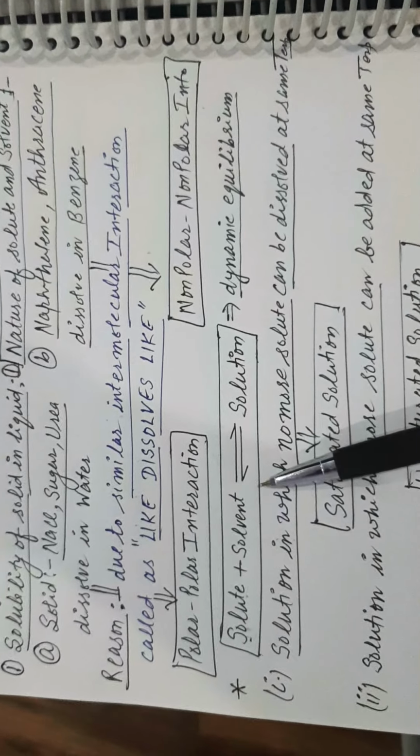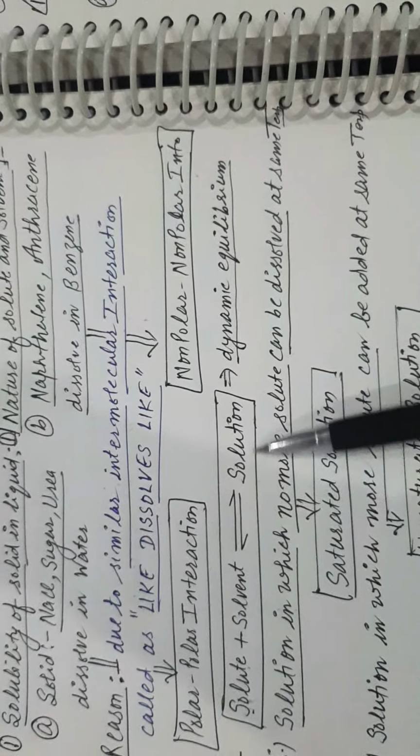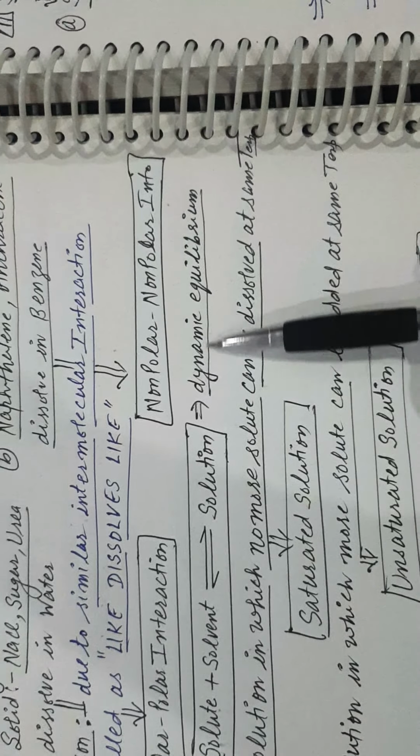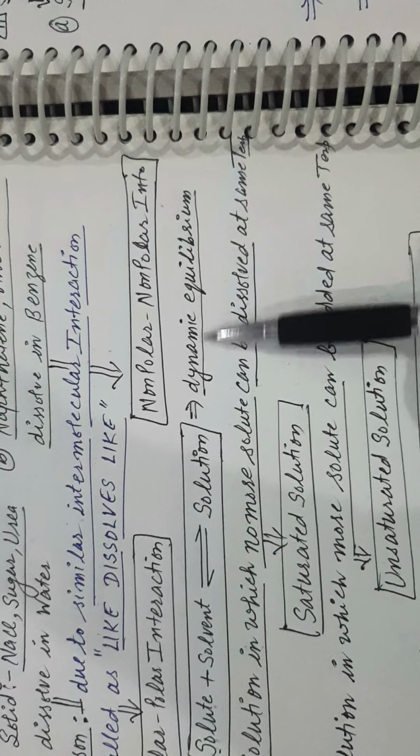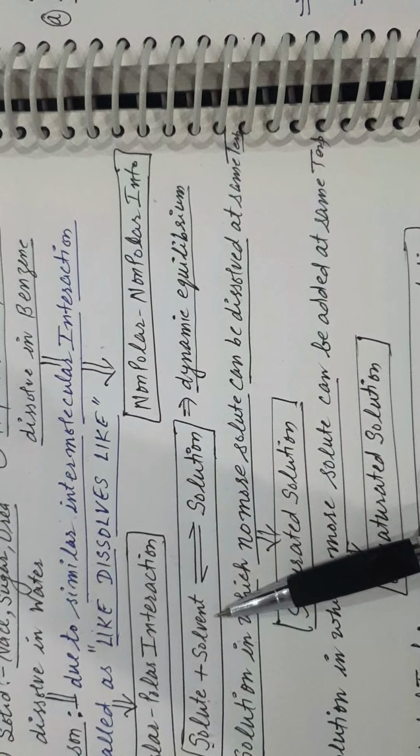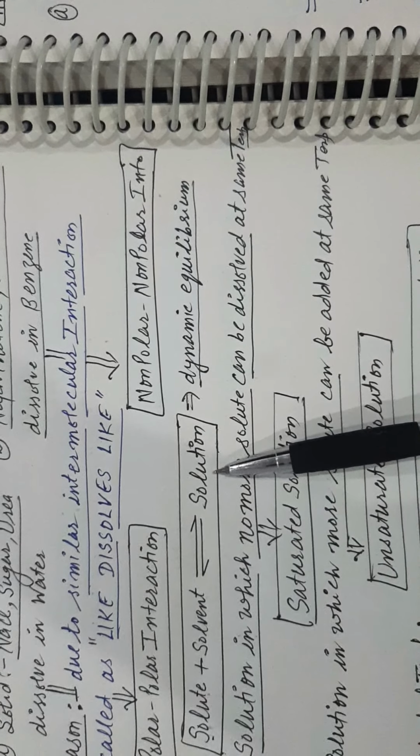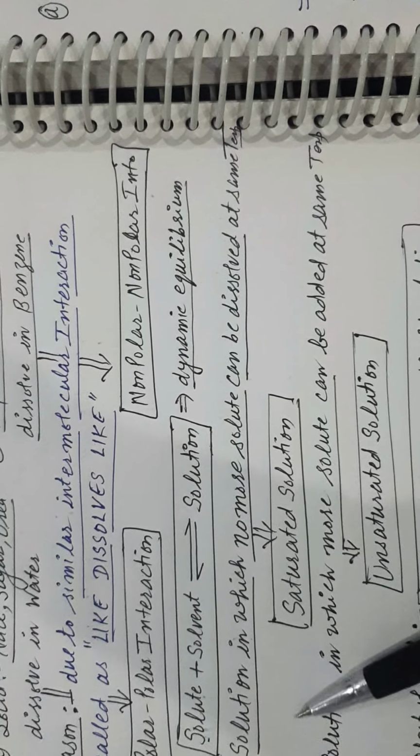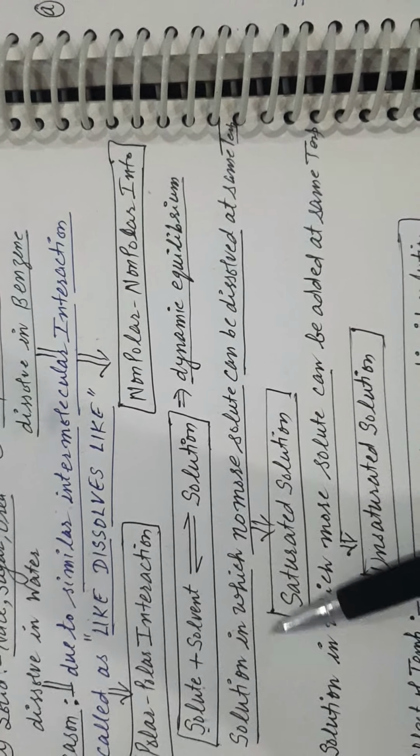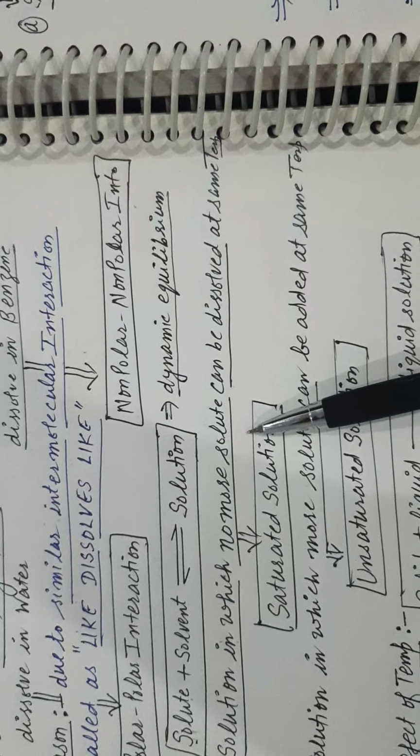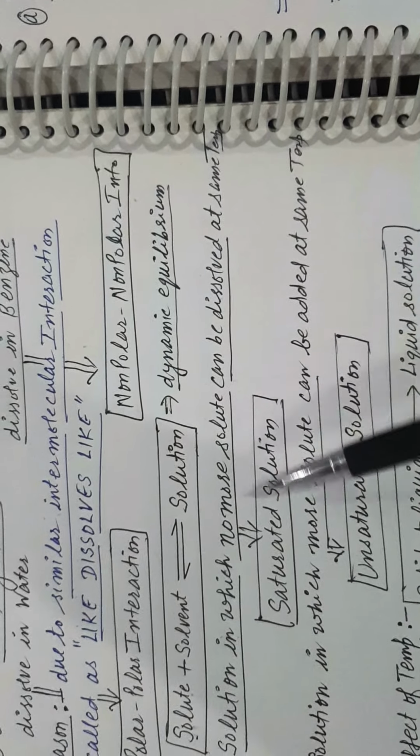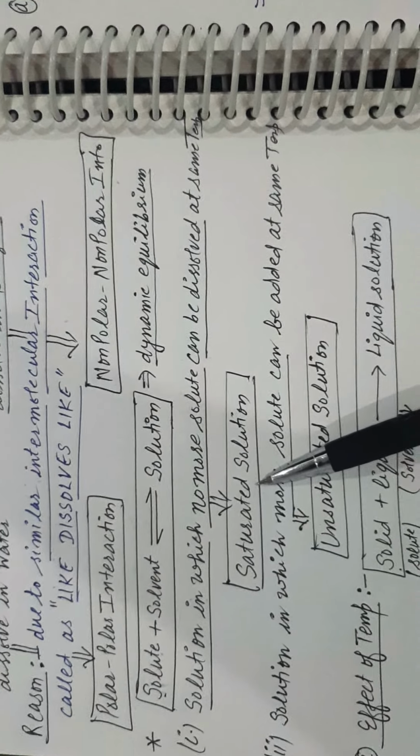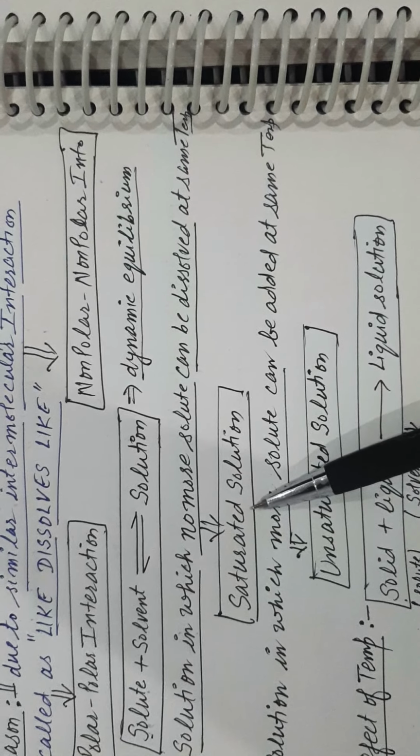Solute and solvent give rise to a solution, and that exists in the form of a dynamic equilibrium. What does dynamic mean? Dynamic means changes in which solute is in the form of dissolved or undissolved form. In this case, first, a solution in which no more solute can be dissolved at the same temperature is known as a saturated solution. Saturated means enough, in which no more solute can be added at a particular temperature.